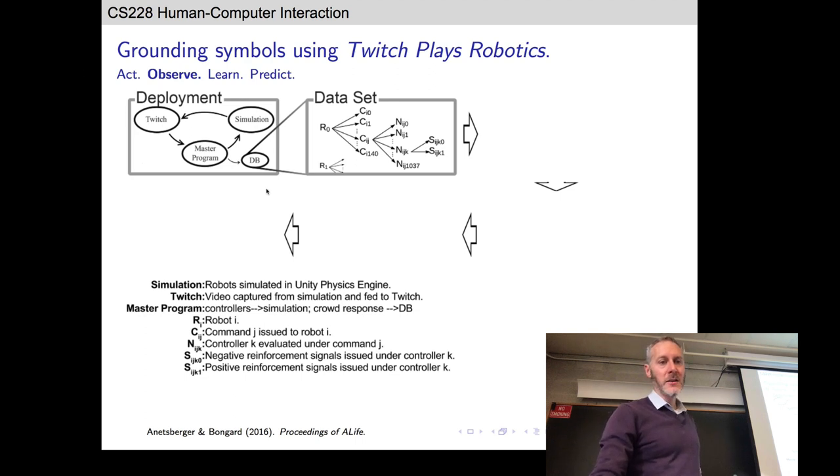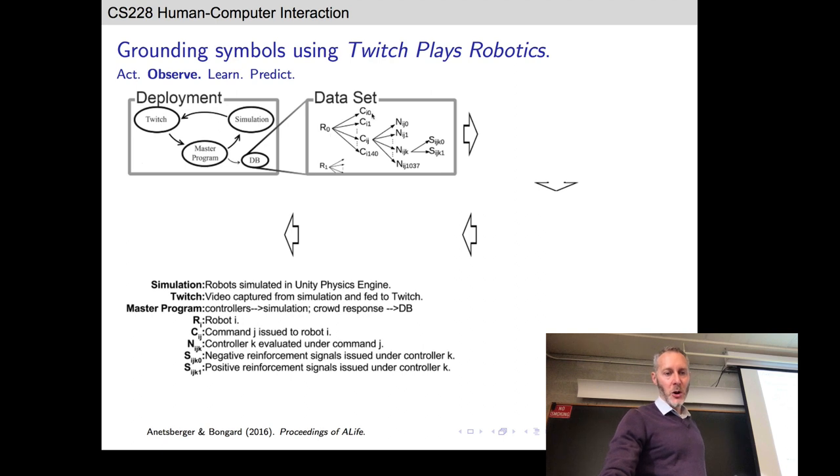Okay. As this process is running continuously, 24/7, we start to build up a database and we can observe, and then the robots can start to learn from that data using machine learning. What is that data set that we're collecting? Well, we'll go back to the video in a moment, but in this particular deployment of Twitch Plays Robotics, there were just 2 robots, R0 and R1. R0 was the simple worm robot that you saw, and R1 is a simple 4-legged robot. So they're slightly different robots.